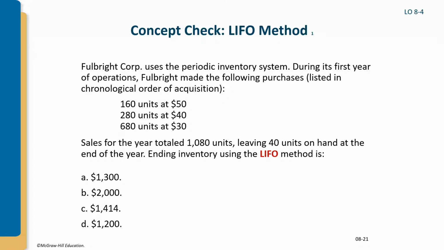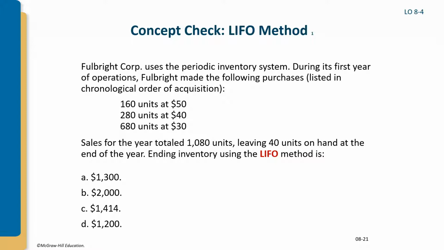What if, given that same information, we use LIFO? Well, if you set up your table again, 160 at $50, 280 at $40, and 680 at $30. Now, what do we say here? The newest items are sold first. So 680 would have been sold, gone. 280 would have been sold, gone. We sold a total of 1,080 units.